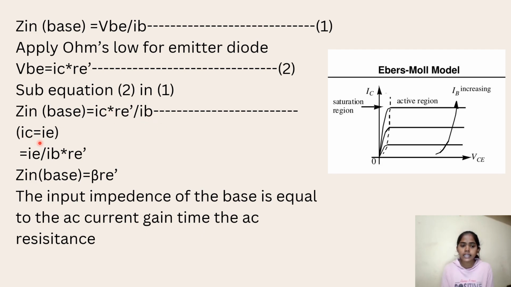We know that IC equals IE. Then Z in base becomes IE divided by IB into re dash. Therefore, Z in base equals beta re dash, because IE divided by IB is nothing but beta. The input impedance of the base is equal to the AC current gain times the AC resistance.